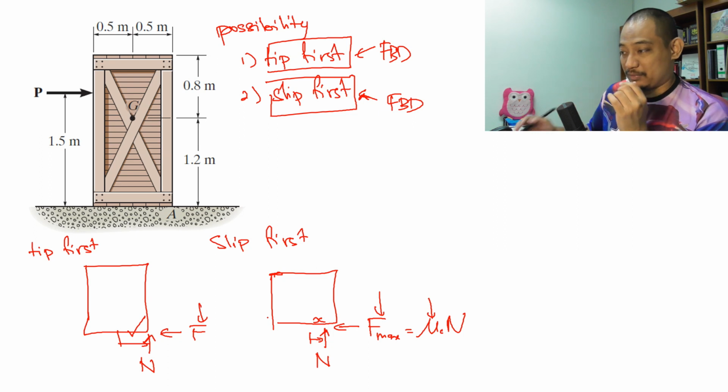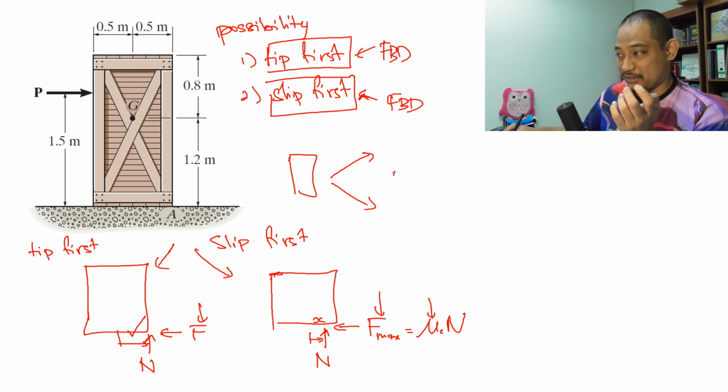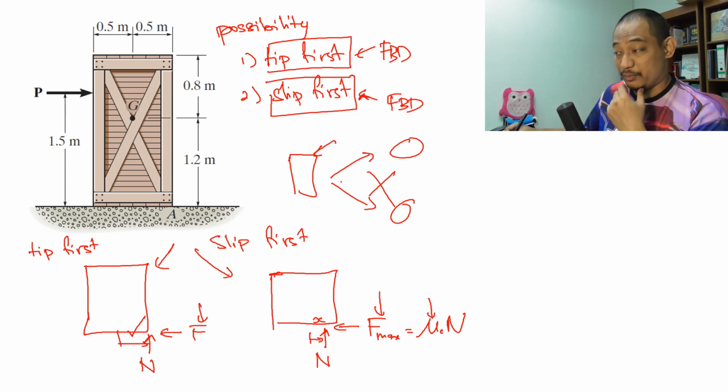So the two free body diagrams here and here are fundamentally different. You cannot just draw something and then suddenly calculate for tip first and then suddenly calculate for slip first. This is wrong, because then both equations will not be valid with respect to the free body diagram.